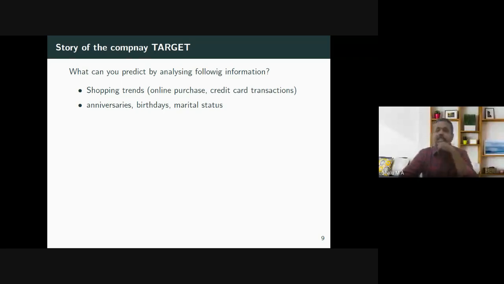Usually these are nearby shops. All these shops send their discounted coupons to customers, so that somebody may pick one up and make a purchase. But this company is smart. Using this data, they actually target people. What they do in this particular situation is try to predict the pregnancy of a person.